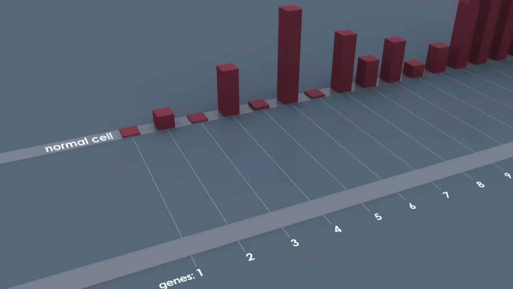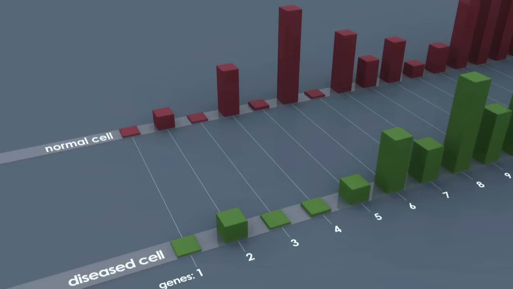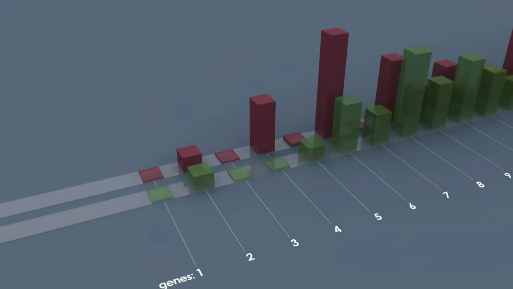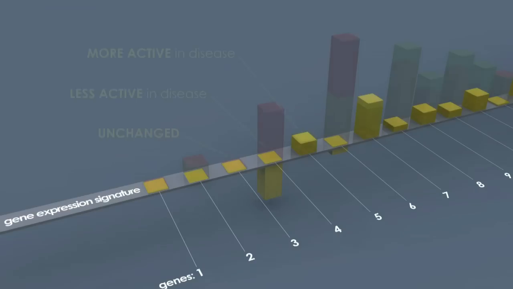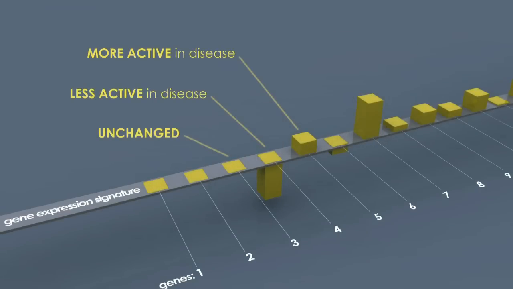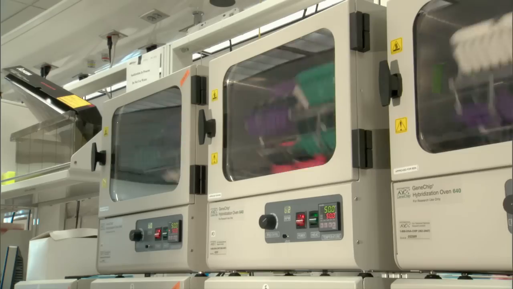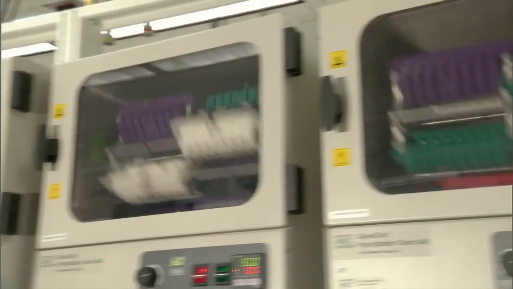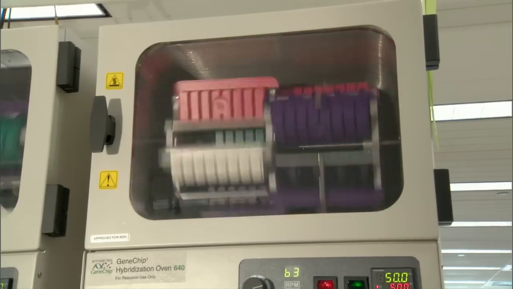Just as different genes are turned on and off in different cell types, so different genes are expressed in disease cells than in normal cells. And that pattern of which genes are turned on or off is the gene expression signature of that disease. Some of the machines we use to read a cell's gene expression signature are on display in this exhibit.